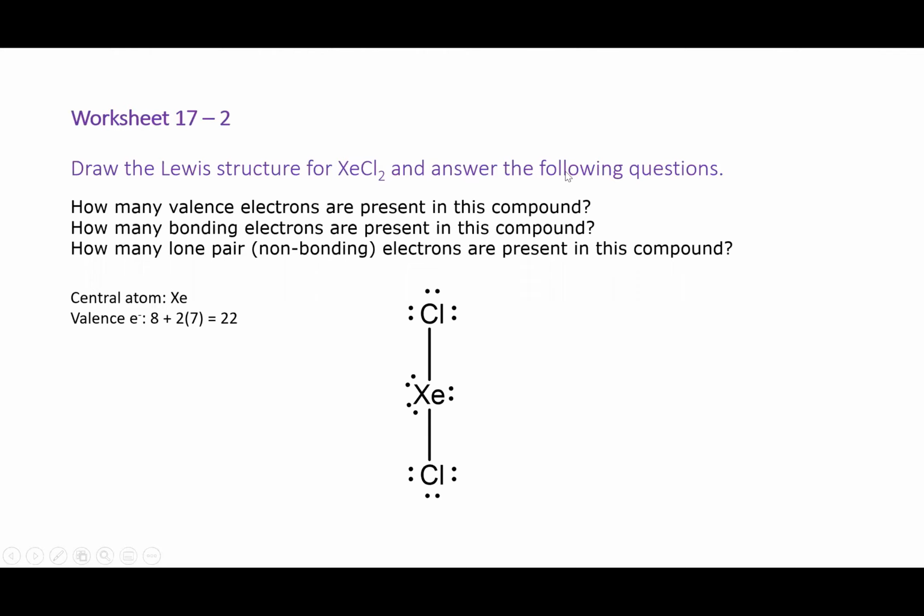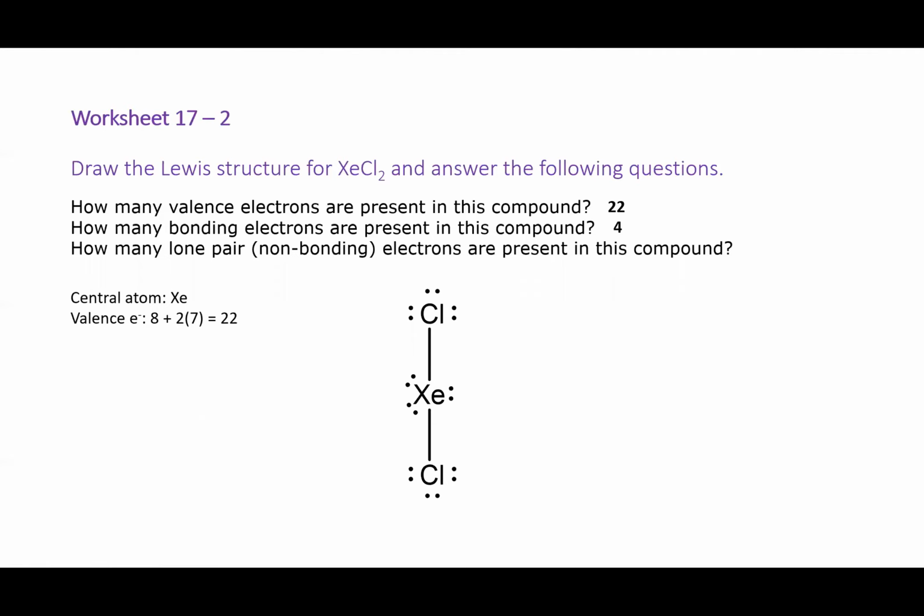So let's start answering a couple of the questions we have. So how many valence electrons are present in this compound? We already answered that here. There are 22. And how many bonding electrons are present in this compound? There are 2 bonds made to the chlorines by the xenon, so there are 4 electrons here because there are 2 electrons in each of these bonds. So there are 4 bonding electrons.